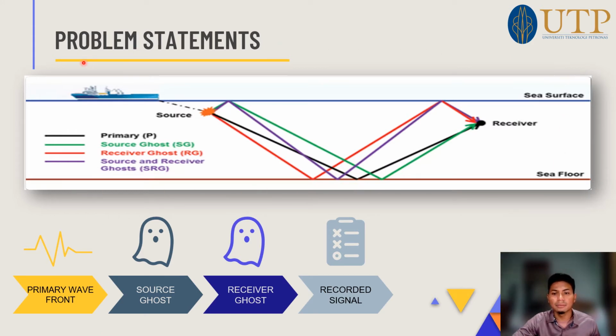And where do they come from? In this figure, we can see the primary wave is the direct wave from the source reflecting from the targeted layer, which is the sea floor, to the receiver. The source ghost comes from the source, but it will reflect to the surface layer first and then reflect to the sea floor before it comes to the receiver. The receiver ghost is the signal from the source reflecting to the sea floor, going to the surface, and then coming to the receiver. The source and receiver ghost is the combination of both ghost signals and can be observed in the figure with the purple line.